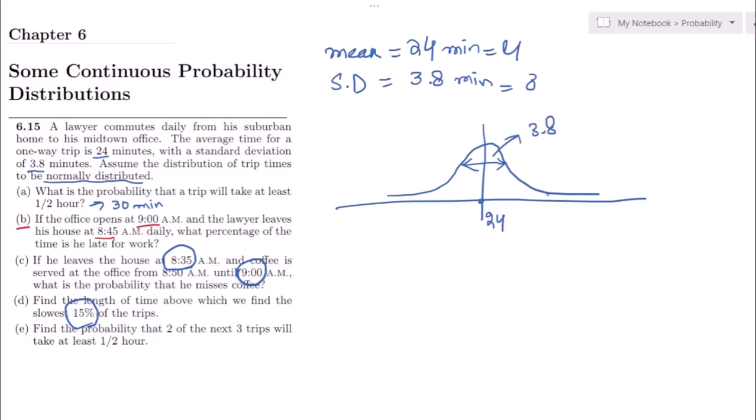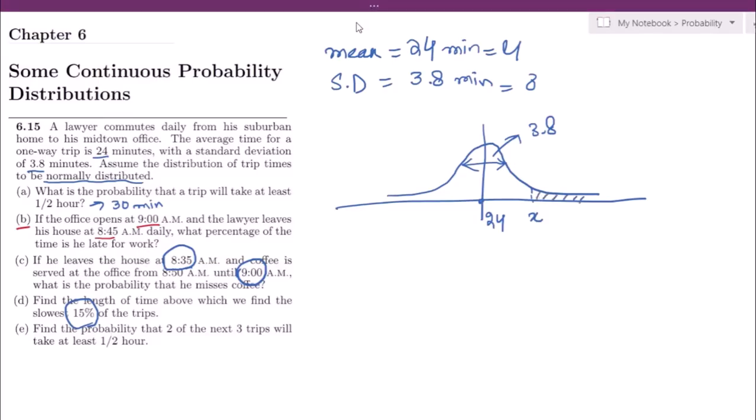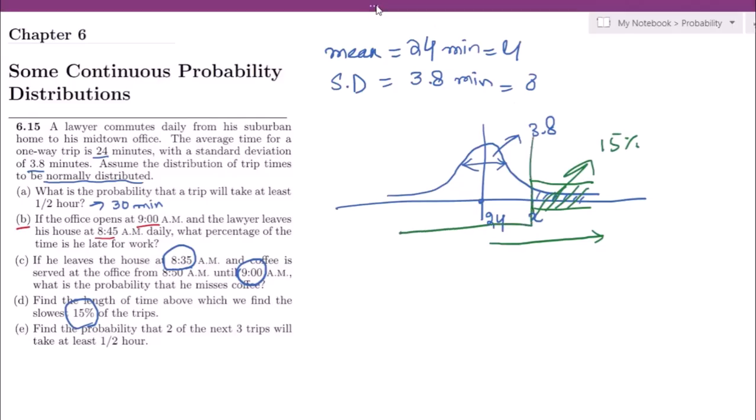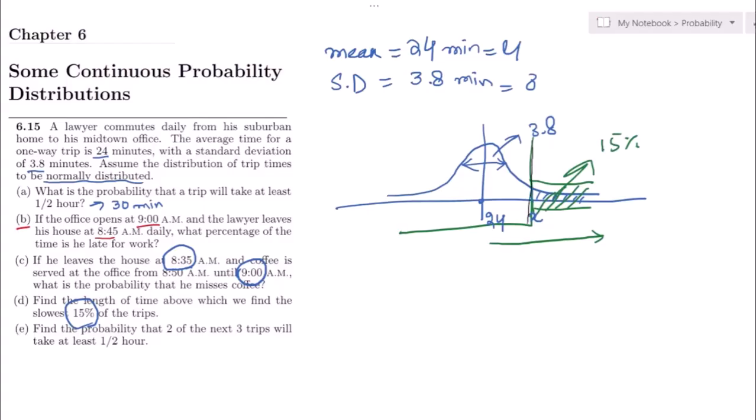Okay, and the slowest of it will be here, and let me call it x. These are the 15%, because the more time from the mean to the right, the more time a person will take for a trip from his home to office. So this is the slowest 15%, while this remaining one, let me use another color, this black one, is the 85%.